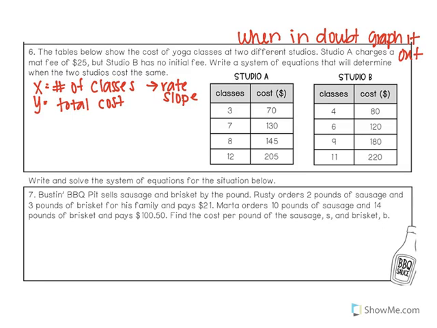And we know that Studio B is proportional, so I can do y over x when it's proportional. 80 over 4 is going to give me 20. 120 over 6 is going to give me 20. 180 over 9 is 20. And the last one is also 20. So we know that when we write Studio B, it's going to be y equals 20x because it's proportional. So that's one of our equations.